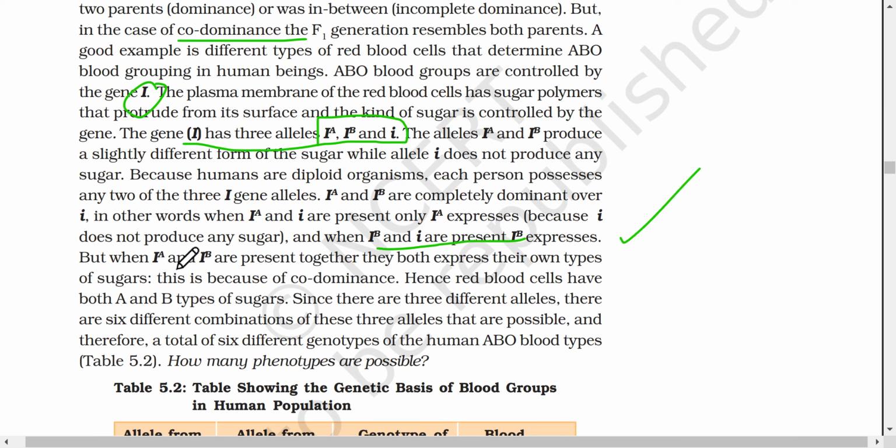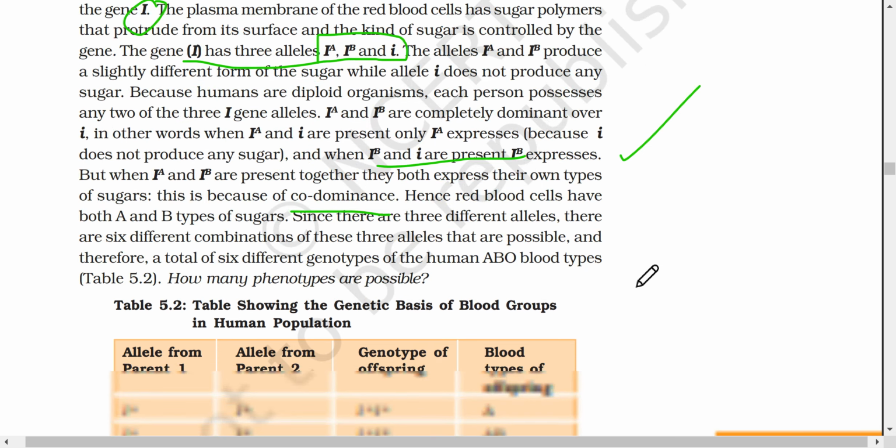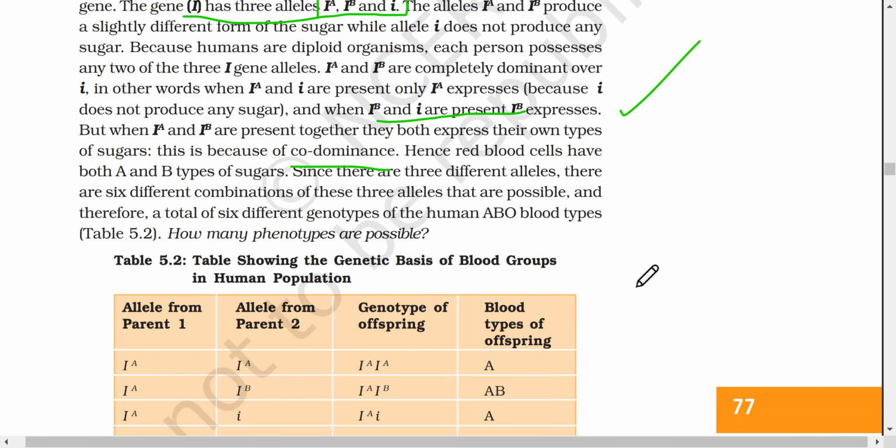अब ऐसा भी possibility है तीन में से I^A और I^B साथ में आ गए. They both express their own types of sugars and this is because of codominance. कोई छुप नहीं रहा, कोई मास्क नहीं हो रहा दूसरे के प्रेजेंस में, बट दोनों अपना एक्सप्रेशन दिखा रहे हैं. Hence, red blood cells have both A and B types of sugar.